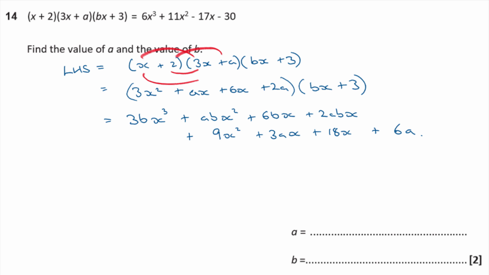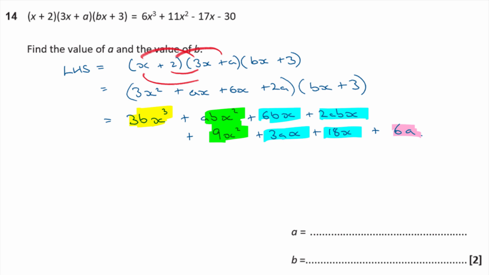Okay, right, so now we need to combine all those together. So you can see I've got terms in x cubed, terms in x squared, and terms in x, which is here, here, here, and here, and then I've got a number on the end, which is our constant.